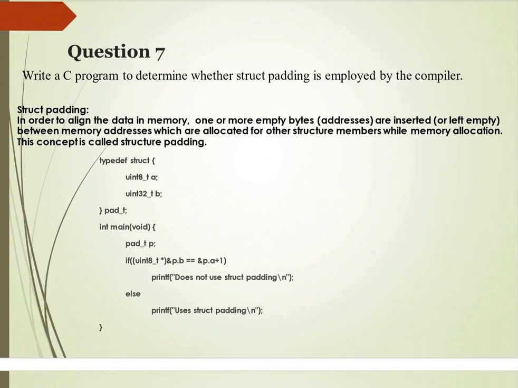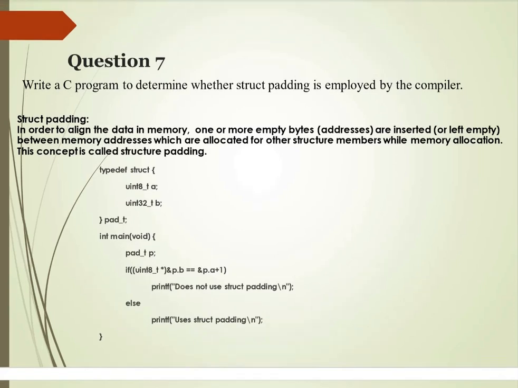Okay, let's go to the next question, question 7. It says, write a C program to determine whether struct padding is employed by the compiler or not. So what is struct padding? In order to align the data in memory, one or more empty spaces or bytes or addresses are inserted or left empty between memory addresses which are allocated for other structure members while memory allocation. Basically, this concept is called structure padding.